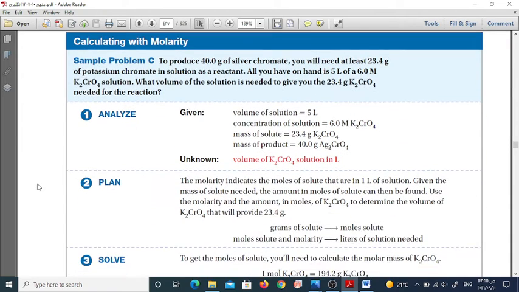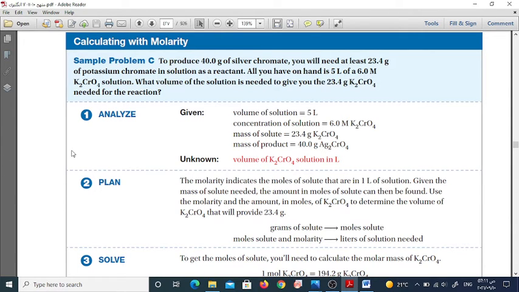Here is another example. To produce 40 grams of silver chromate, you will need at least 23.4 grams of potassium chromate in solution as a reactant. All you have on hand is 5 liters of 6 molar potassium chromate solution. What volume of the solution is needed to give the 23.4 grams of potassium chromate?